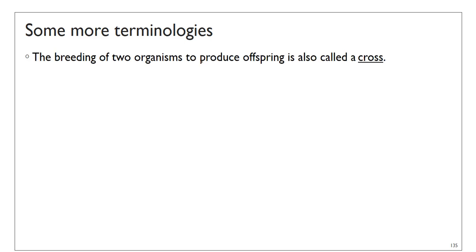Before we start, I just need to give you a few more terminologies. The first new term is the word cross, which in this context means the breeding of two organisms to produce offspring. So you may see terms like a test cross or monohybrid cross. That's just basically breeding two organisms together and then observing the phenotype of the offspring.